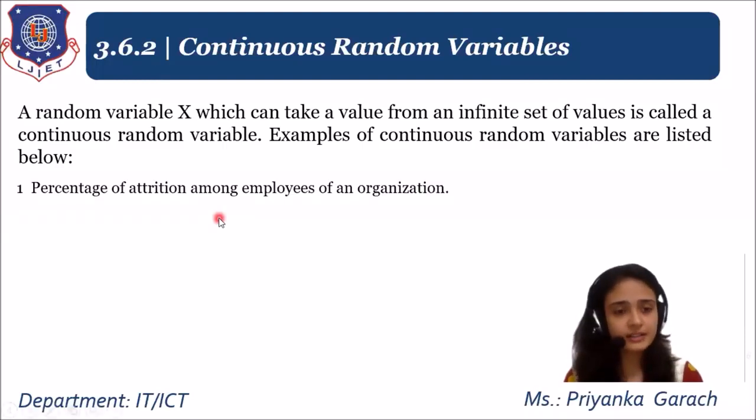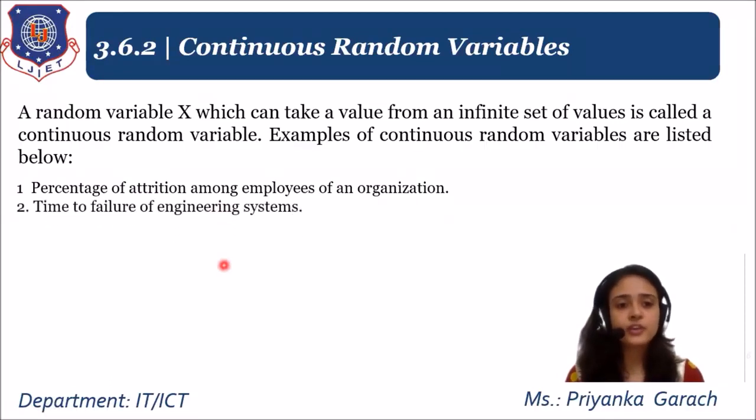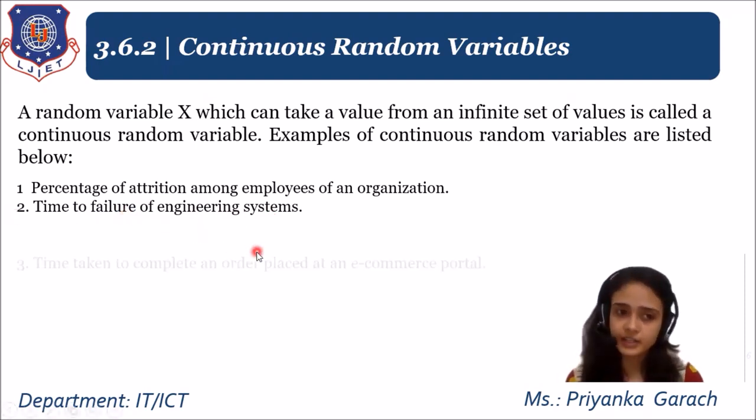The first one is the percentage of attrition among employees of an organization. The next is the time to failure of an engineering system. Suppose the engineering system, meaning any machine, is working so perfectly that the machine does not fail. Then the time to failure might be infinite, if the machine does not fail in its lifetime.